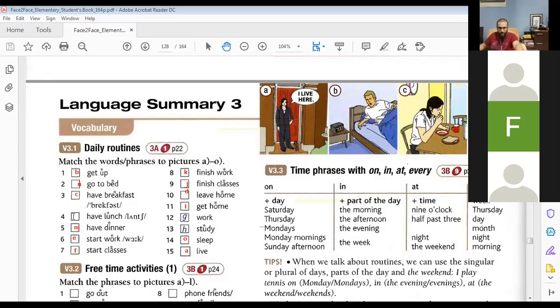Okay. So now we have all the answers. So these are examples of daily routines, things that everybody, I think, does every day, right? So all of us get up. Maybe not all of us have breakfast, but I think most of us have breakfast, right? Who doesn't have breakfast here? Who doesn't have breakfast?